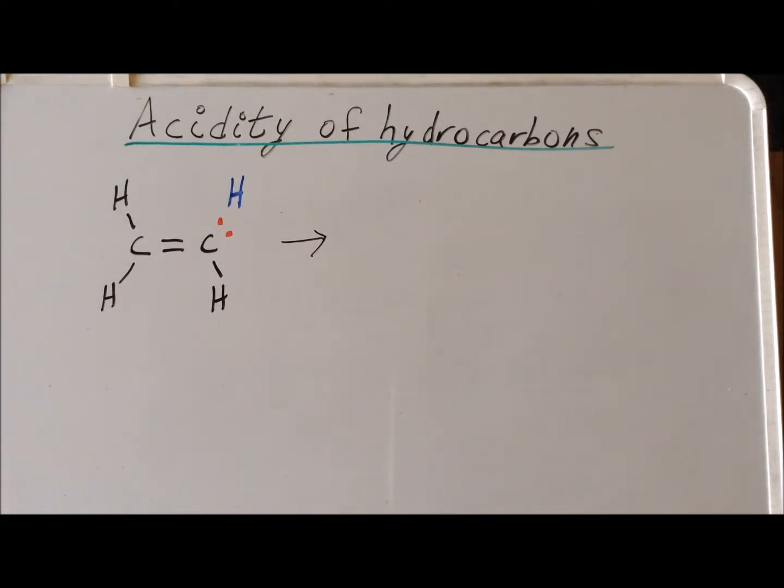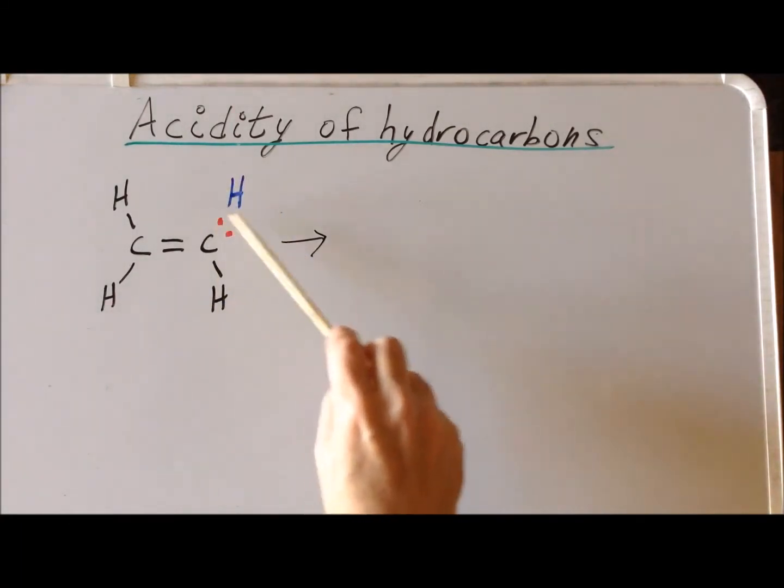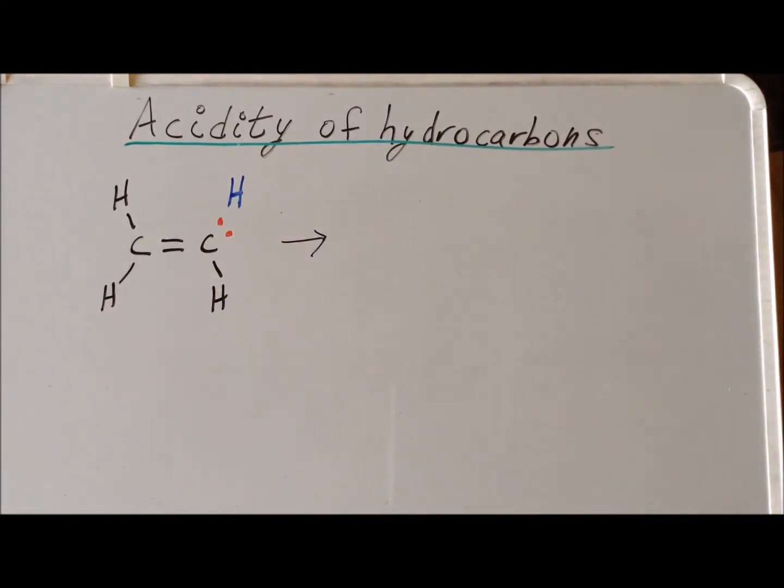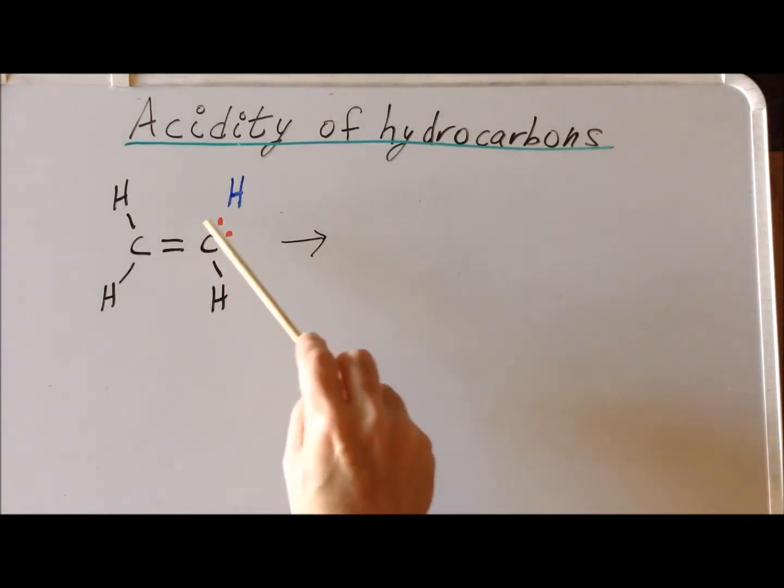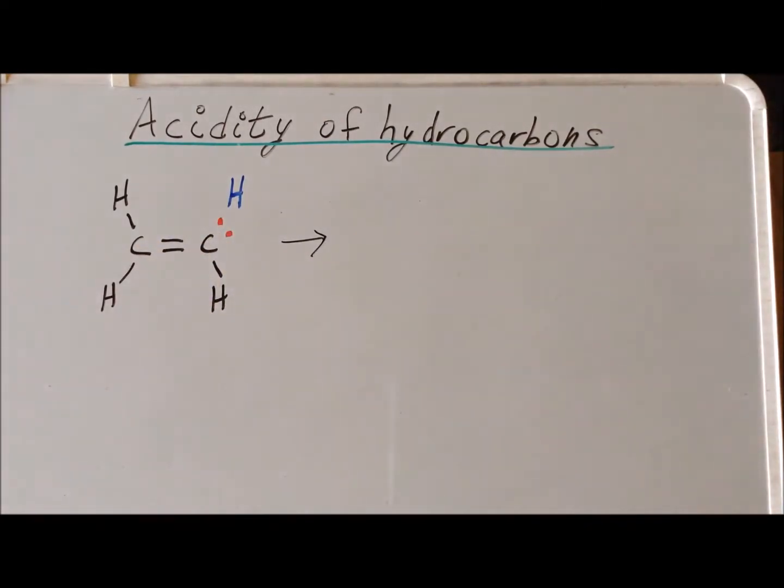Here is the simplest of the alkenes, ethylene. And we would like to compare the acidity of alkenes with the acidity of alkanes. One of the things to notice right away is that the lone pair that's attached to the hydrogen that we were wanting to see if it's acidic or not, this particular lone pair is in an orbital that is sp2 hybridized, whereas the equivalent lone pair in an alkane is in an sp3 hybridized orbital.